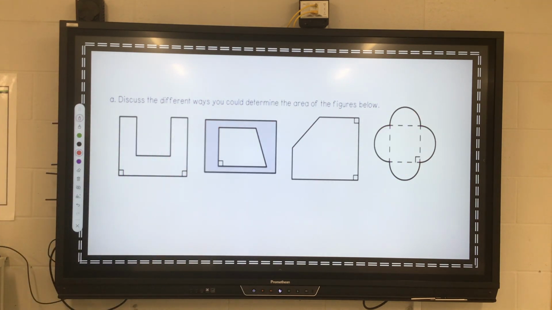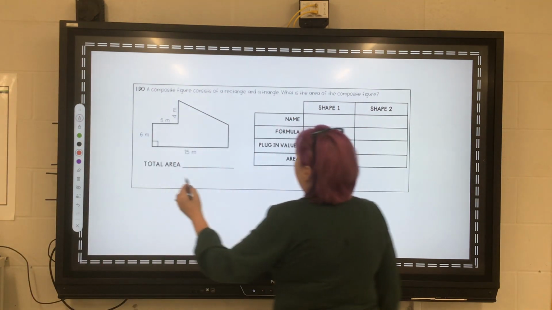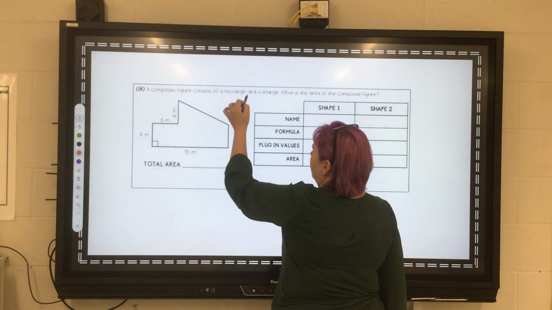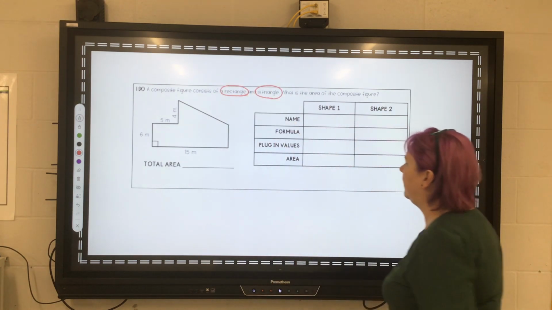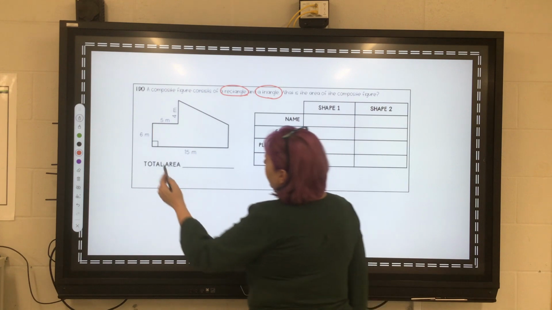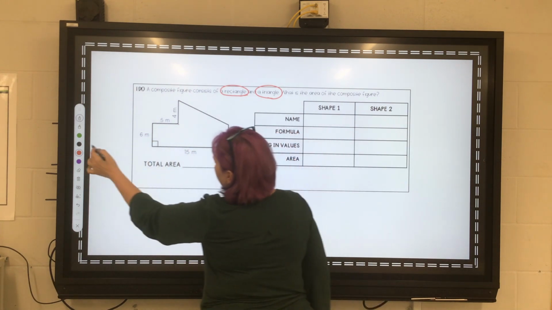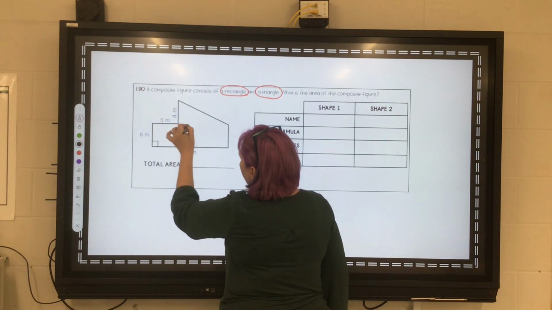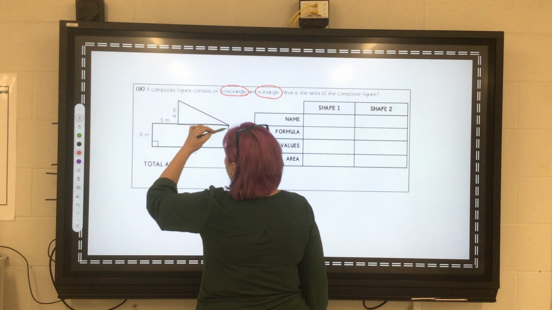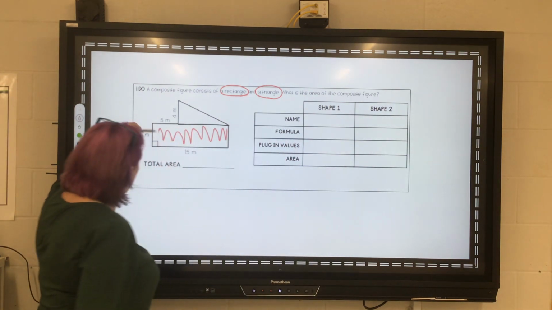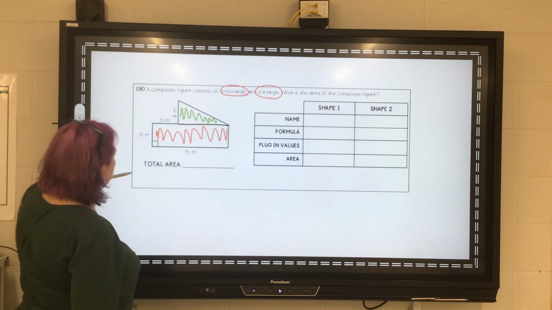So our examples today, most of the time in your example, it will tell you what shapes you want it to be. So I'm going to find my rectangle and my triangle. So if I draw a line right through here, then here is my rectangle and here is my triangle.